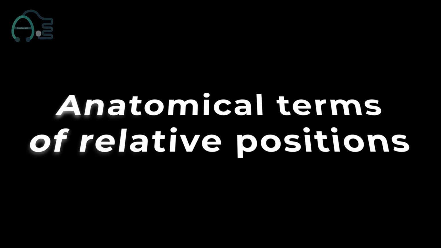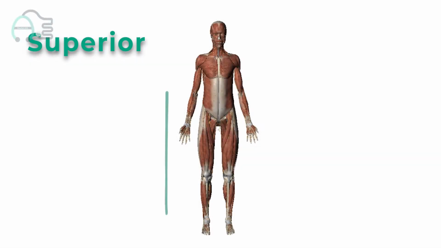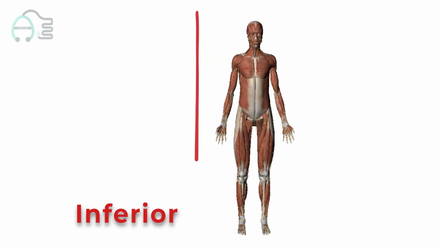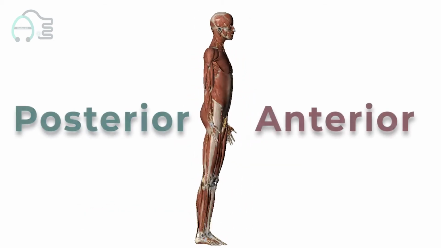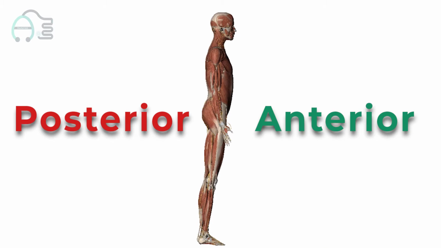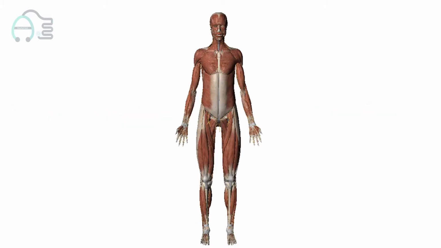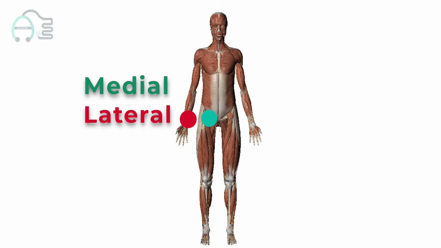Anatomical terms of relative positions. Superior or cranial, means above or closer to the head. Inferior or caudal, means below or towards the feet. Anterior or ventral, means towards the front of the body. Posterior or dorsal, means towards the back of the body. Medial, means near the middle line. Lateral, means away from the middle line.